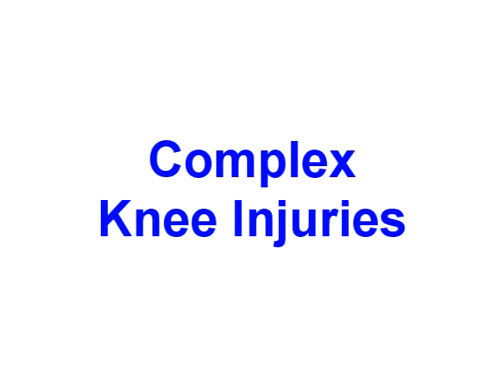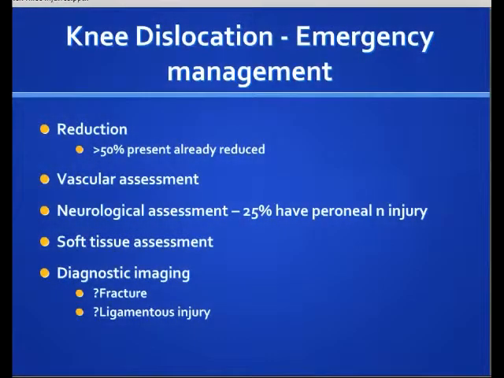But some of the important aspects to detect include vascular injury and neurological injury, so 25% of patients may have a peroneal nerve compromise. Also soft tissue assessment, so whether it's a high energy injury or an open injury, and lastly the diagnosis of the injury, so whether there are any fractures or ligament damage to the knee.